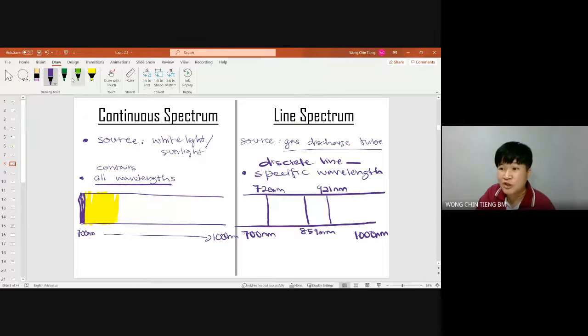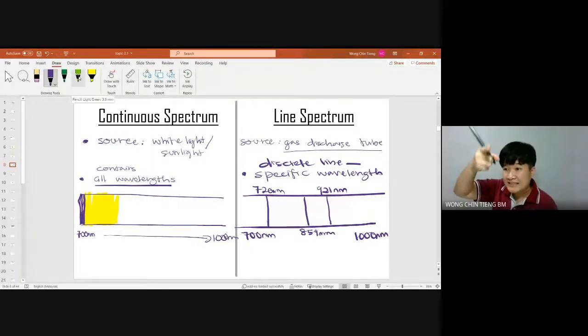Apa maksud discrete? Satu line yang jelas dan specific. One line yang jelas spesifik, dia takkan langkau mana-mana wavelength, dia akan duduk pada wavelength tersebut tepat. That is discrete line. Alright, and that discrete line will definitely have a specific wavelength that we can calculate later on. Okay, and this is the main difference between continuous spectrum and line spectrum.